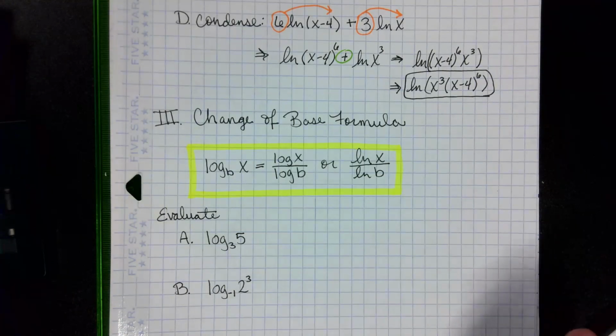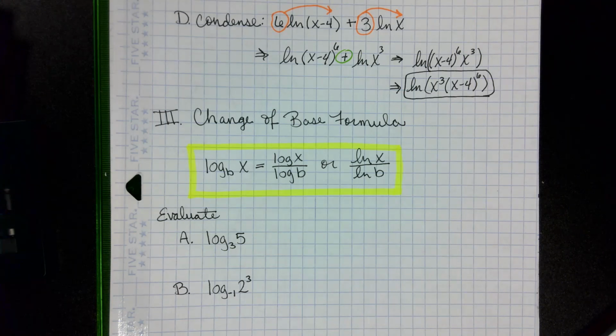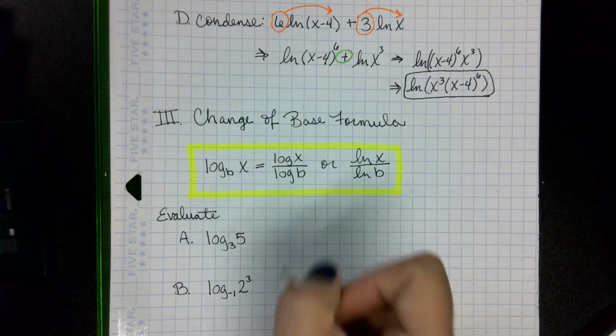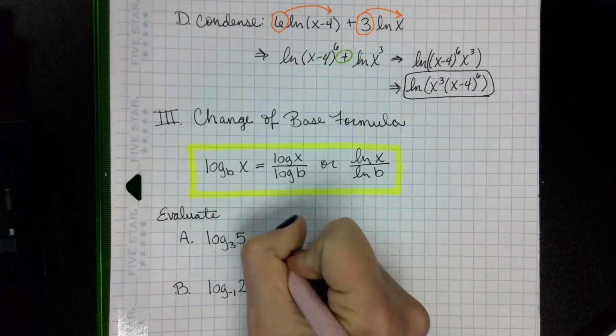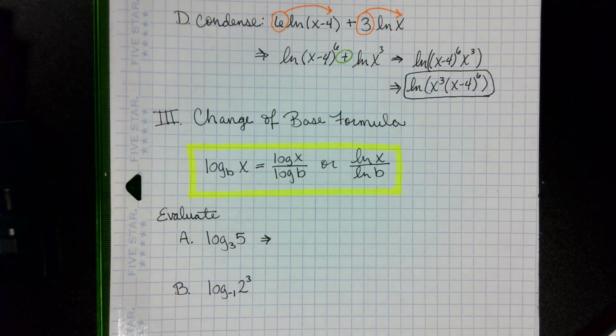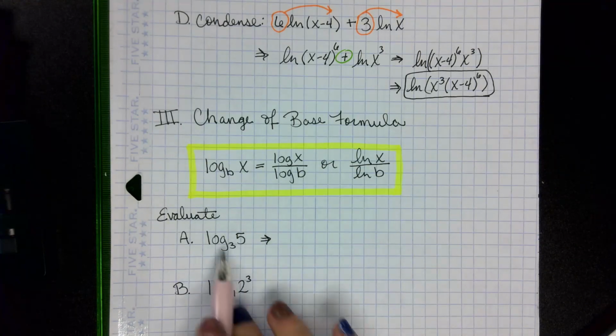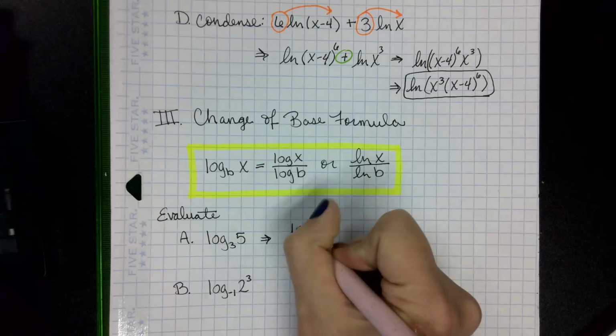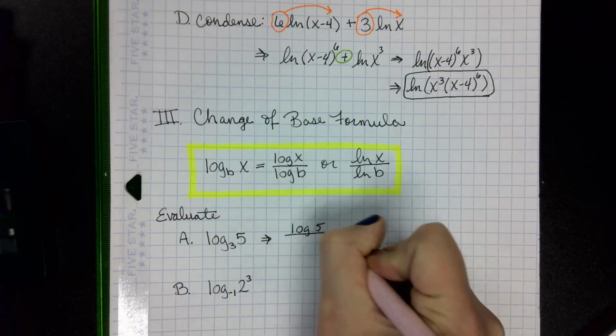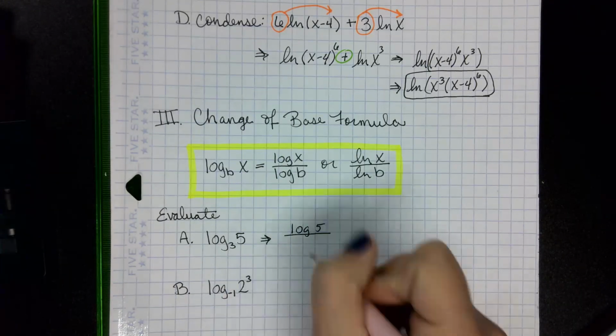The first example says if you have log base 3 of 5, evaluate it. This one does seem a little silly. I don't really know why the book has us doing this one, because I'll show you in a minute. All right, so we're going to use the change of base. So we want this to be log base 10. So to do that, we have to do a log over log. So log of the argument, which is log of 5, over log of the base. The base is 3, so log 3.